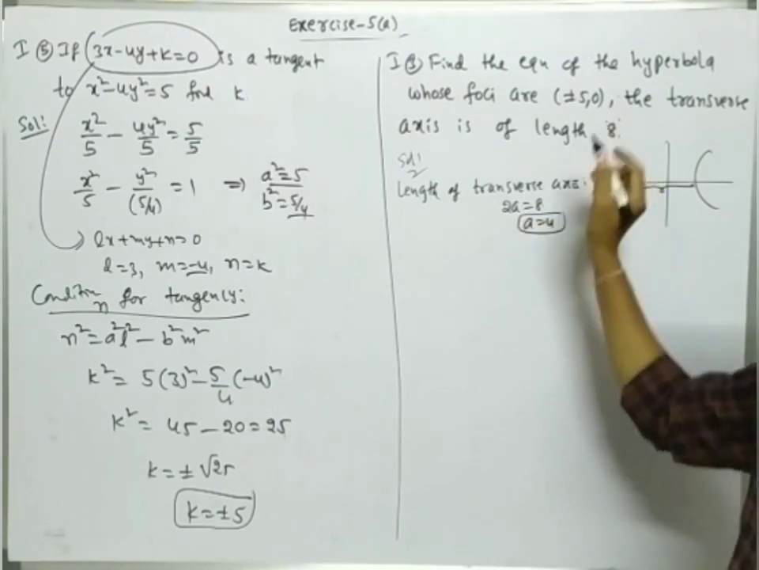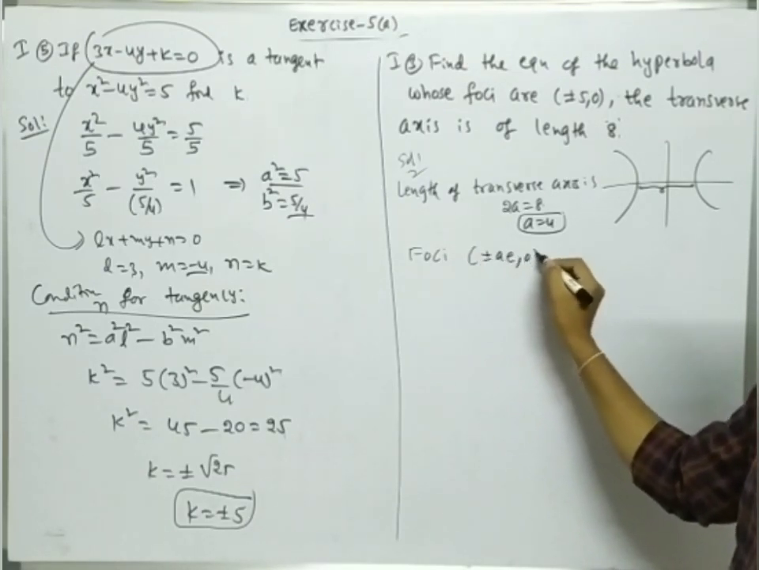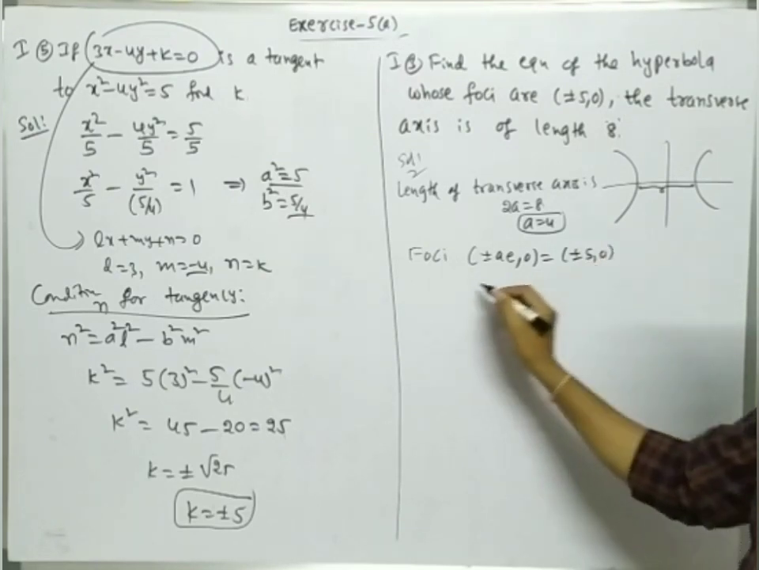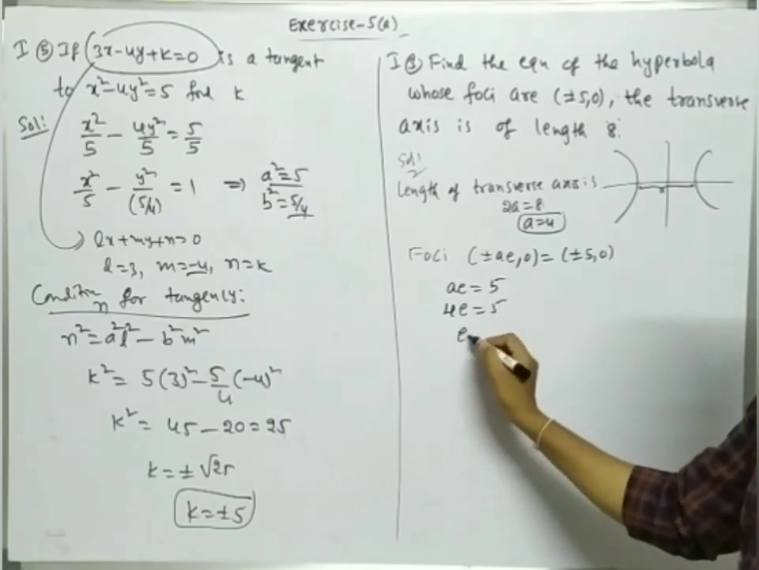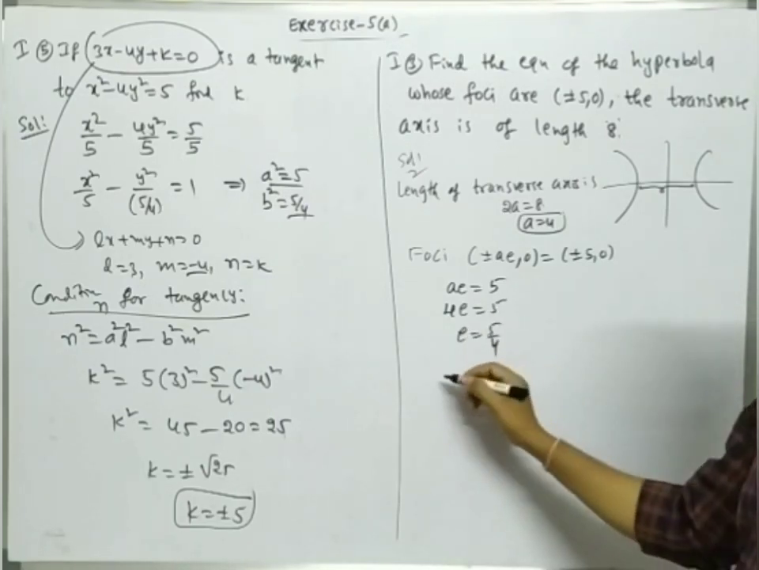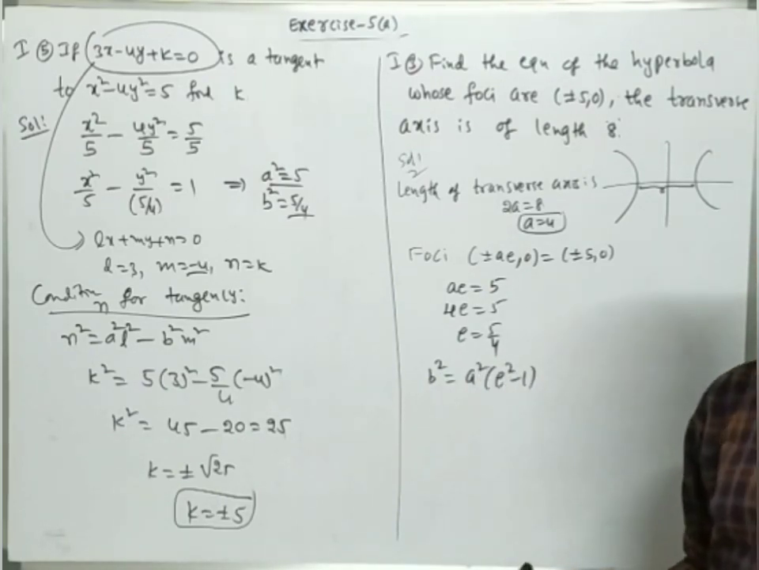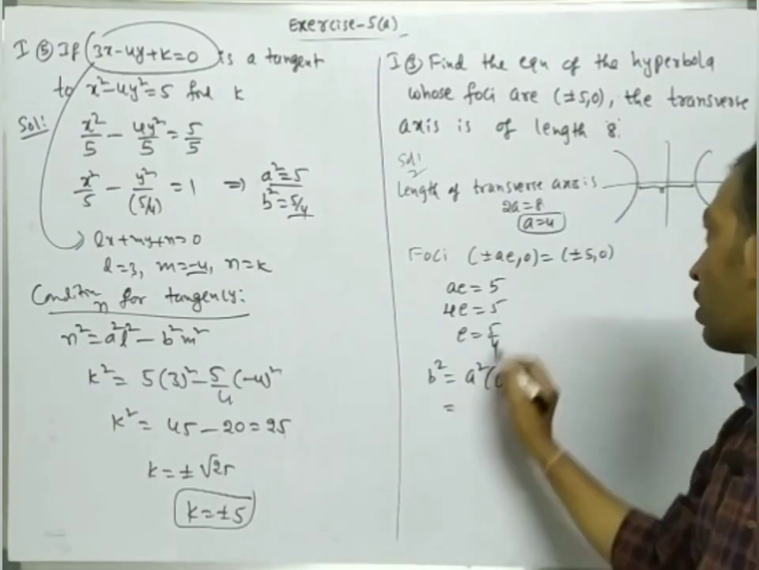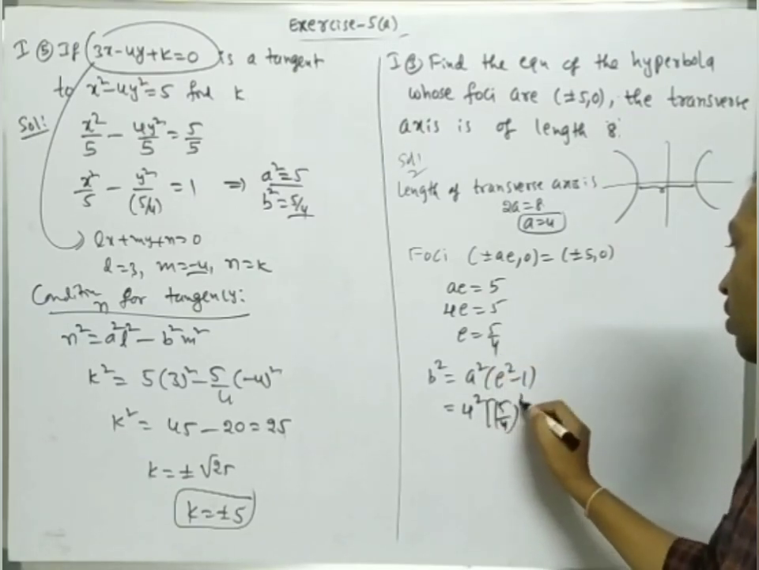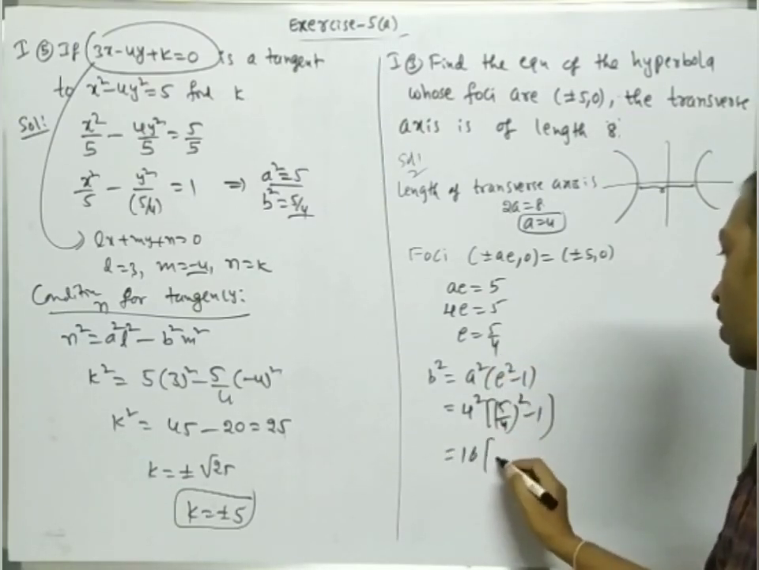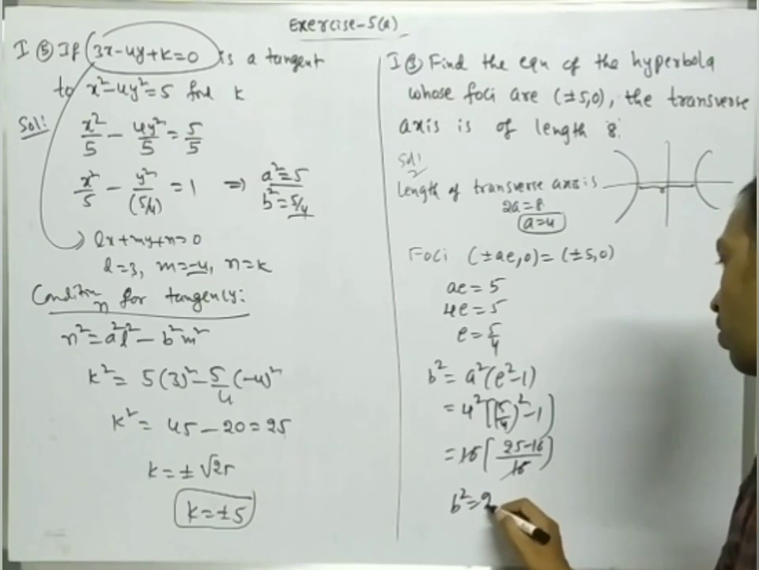You should remember the formulas. Next, foci. What is the foci formula? Plus or minus ae comma 0 is equal to plus or minus 5 comma 0. So ae is equal to 5, 4e is equal to 5, e is equal to 5 by 4. So next, the b square formula: a square into e square minus 1. So what is a square? 4 square, e square is 5 by 4 whole square, minus 1. So 16 into, with LCM 16, 25 minus 16. So b square is equal to 9.